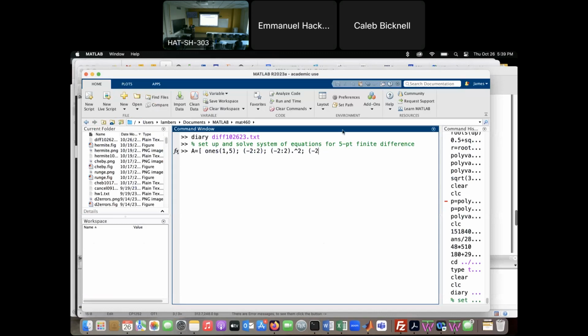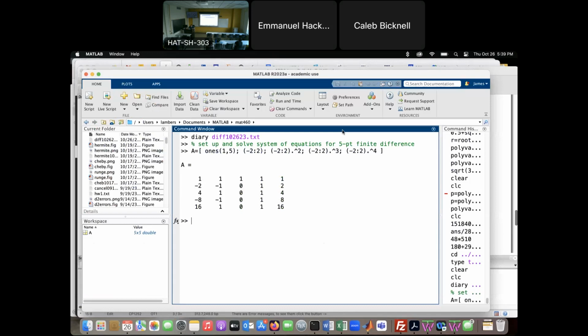And then third power, and that row to the fourth power. Okay. So now I have my matrix.